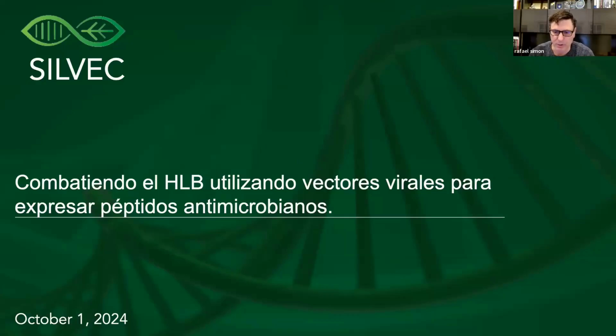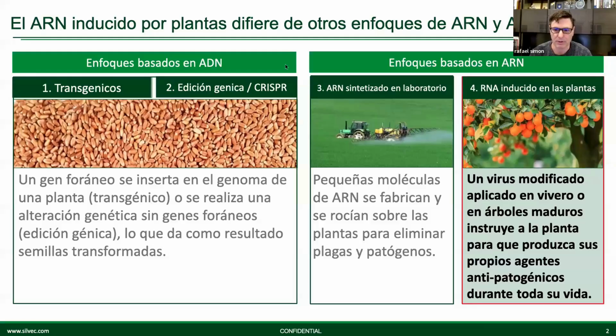So what we're doing, over on the far right of the screen, is what we call the plant-induced method of using RNA viruses to have the plants make the antipathogenic, antibacterial products themselves. That is, introducing a virus. In the case of what we're focused on primarily for citrus, it's a relatively benign CTV virus that has been modified. So when that virus is introduced into the plant, it will produce antipathogenic products.